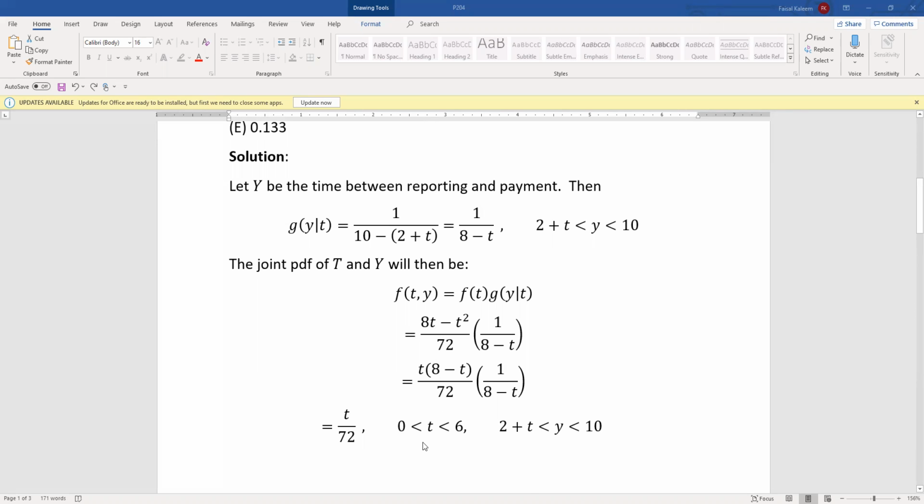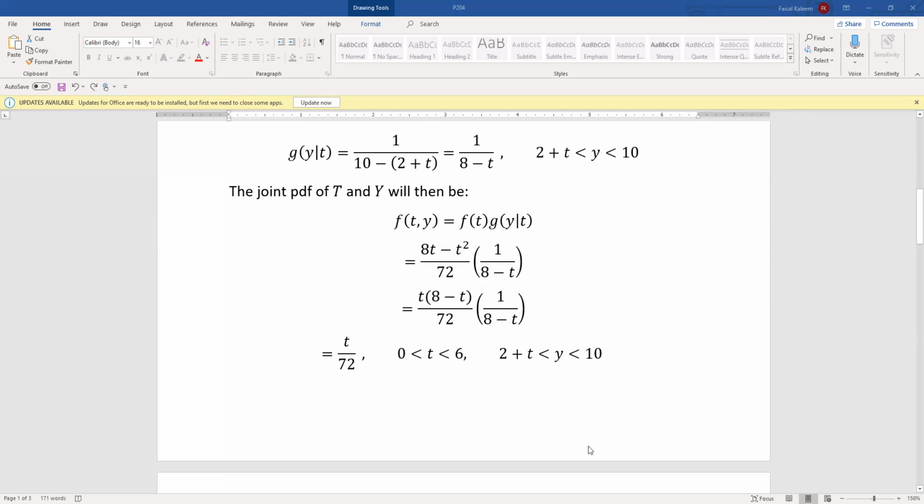The bounds on f of t they gave us are t between 0 and 6. And on g, they gave between 2 plus t and 10, because they told us it's uniform on 2 plus t to 10, and we were calling it y. So these will be the combined bounds. And now we have the joint PDF. The next step is to look at the area.